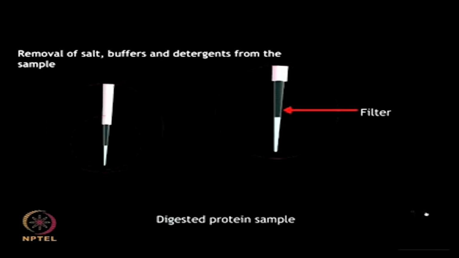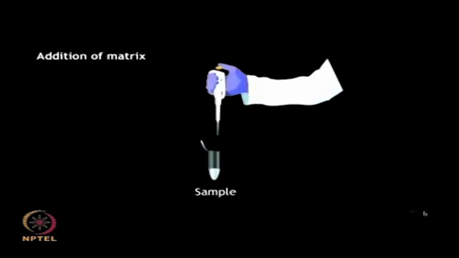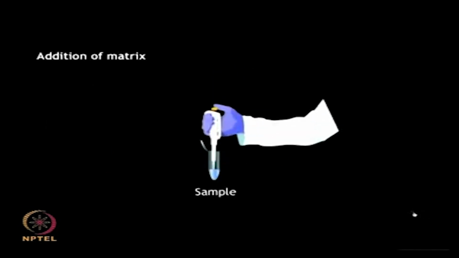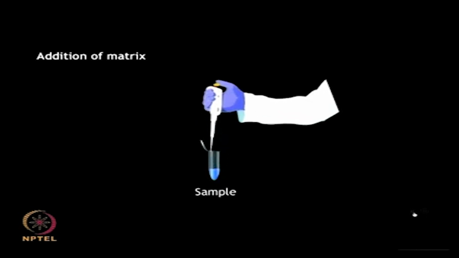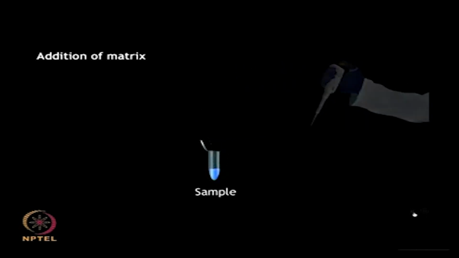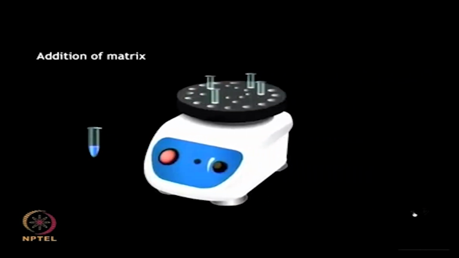However, it can purify only a limited volume of the sample and also it adsorbs some amount of the protein sample, thereby leading to losses. The purified protein sample can be mixed with an aromatic matrix compound such as alpha cyano 4 hydroxy cinnamic acid or sinapinic acid in the presence of an organic solvent.